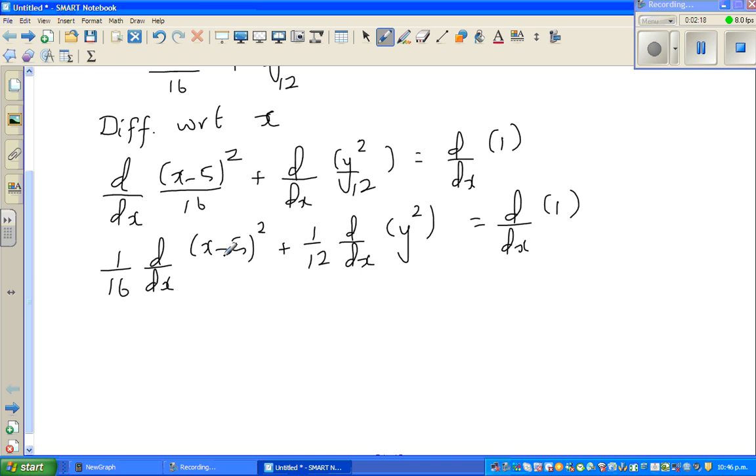Now, when differentiating this function, you have to differentiate the inside first. Fortunately, the derivative of the inside function is only 1: if you differentiate x you get 1, and the derivative of minus 5 is 0. Then you treat the outside as a power function. So this is 1/16 times 1, the derivative of the inside, times 2 times (x - 5) to the power 1.